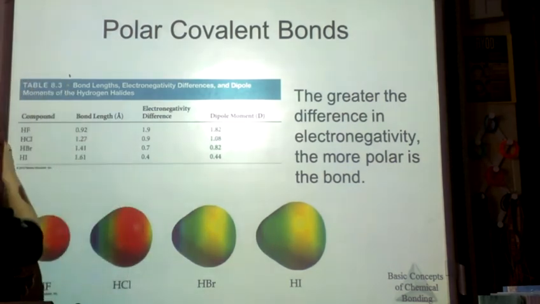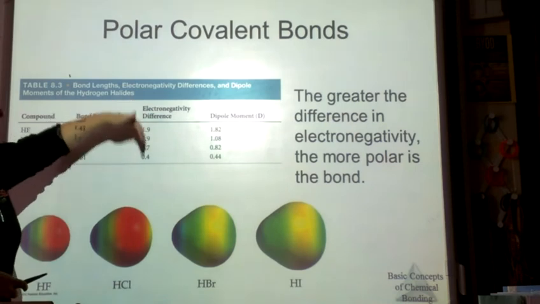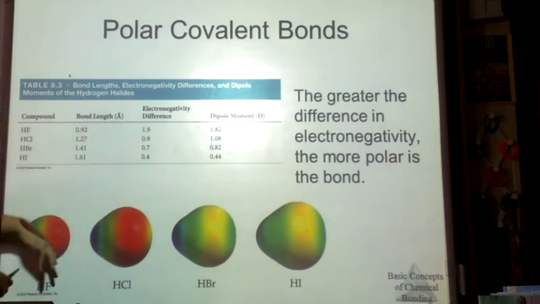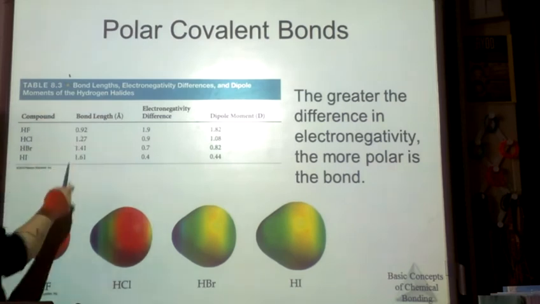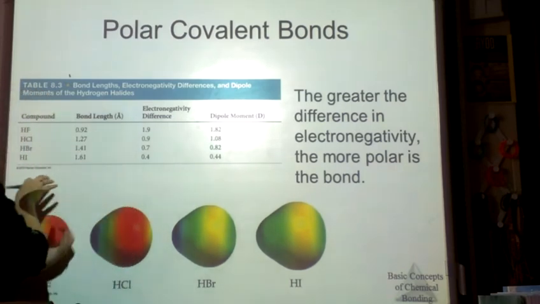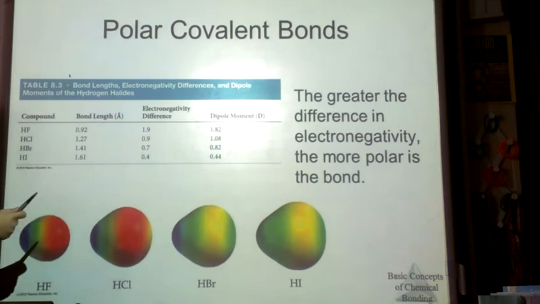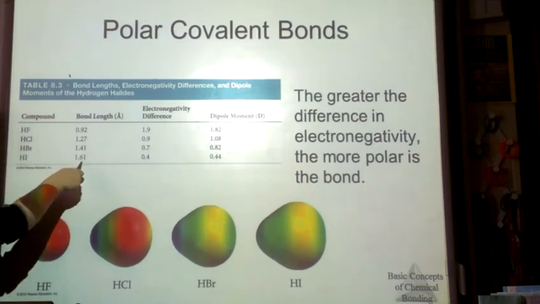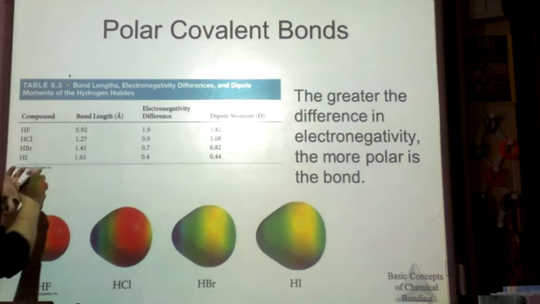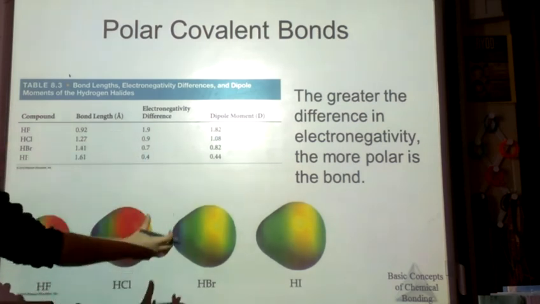Bond length, though, let's talk about that. So as I move down a group, electronegativity difference decreases. Bond length increases. So hydrogen fluoride is a much smaller bond than hydrogen iodide is, and I want you to think about why. I have more electrons, so that means I have more energy levels, I have more shielding here. The attraction here is not as great, thus separating out the bond.